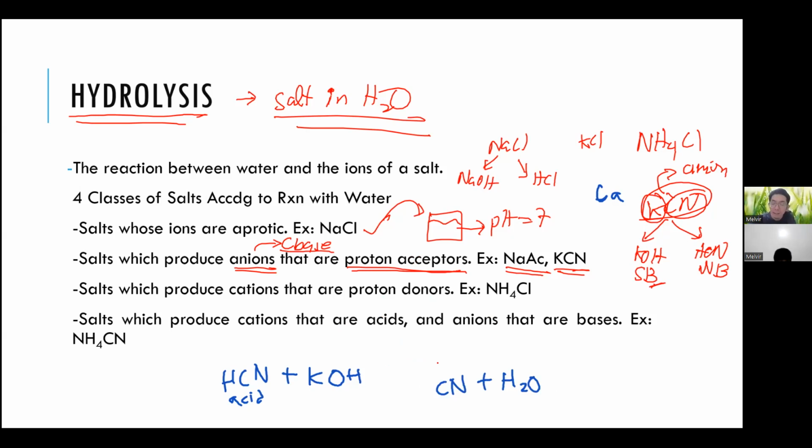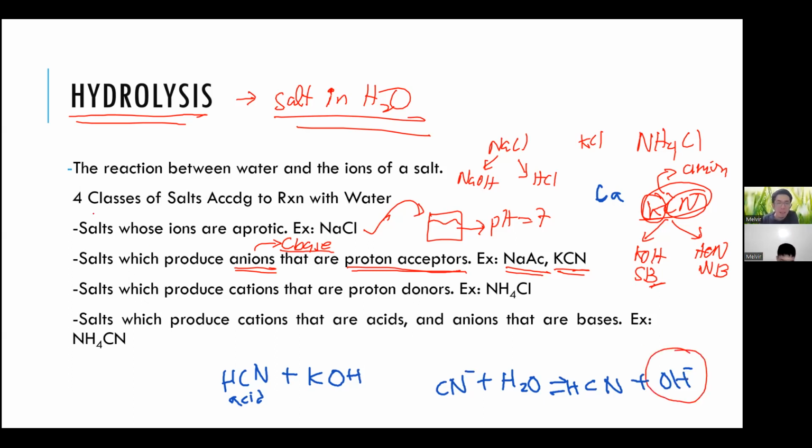CN is not a radical. CN minus undergoes hydrolysis, a double-headed arrow, forming HCN plus OH minus. So, di ba? OH minus yung nabubuo mo.